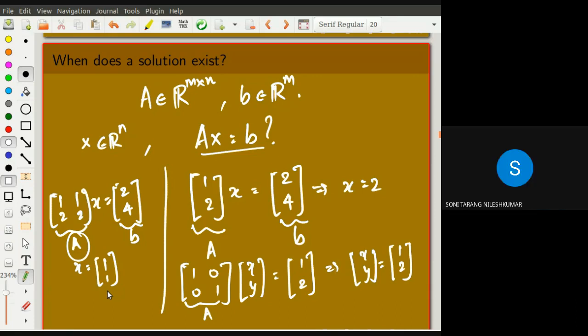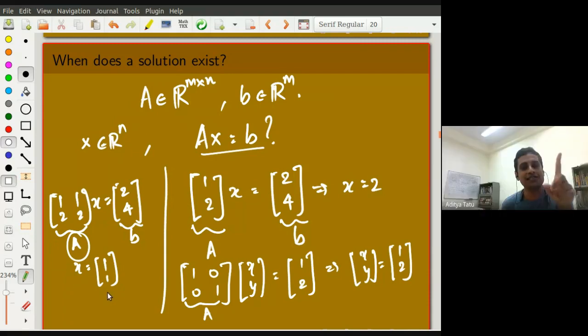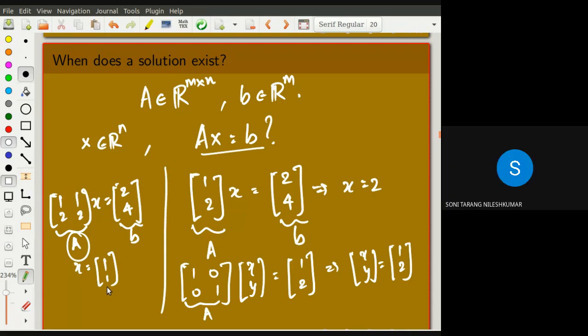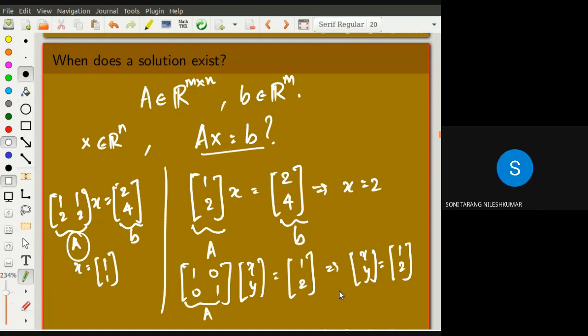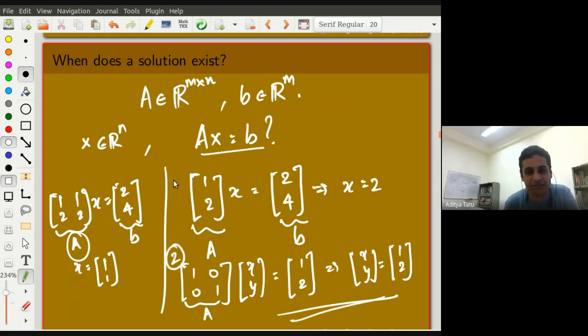Sir, the solution will exist when all the b_i can be written as the same linear combination of... What do you mean by the same linear combination? Sir, it means the scaling factors are the same. Scaling factors are the same, but it's the coefficient. Take this example number 2. Here the scaling factors are different, right? And there is a solution, isn't it?